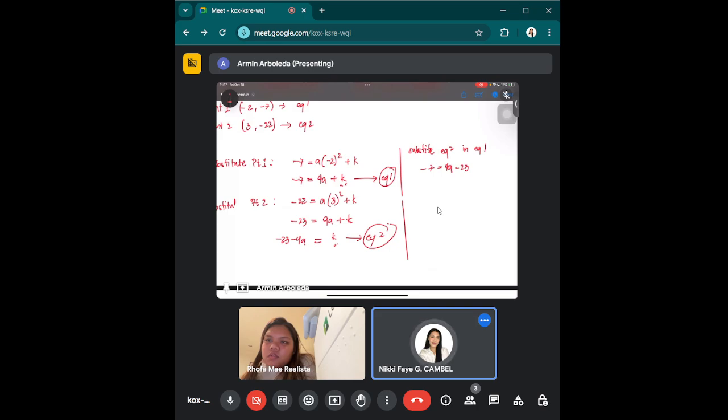Negative 2, 3, negative 9a. So, with this, we can already find the a, right? You can solve it. Negative 27 plus 2, 3. This one is going to be what? 4a and negative 9a.